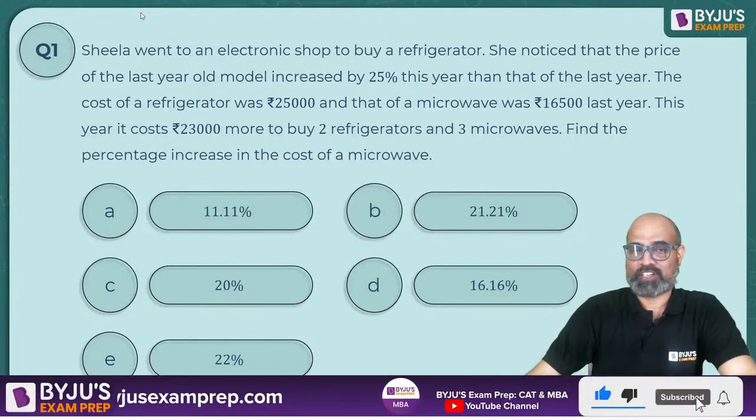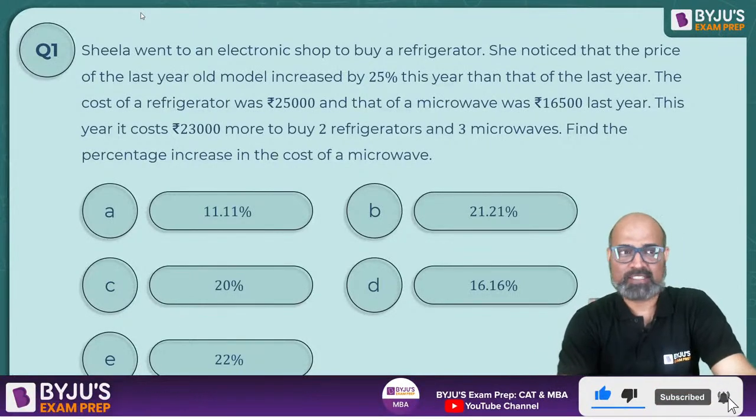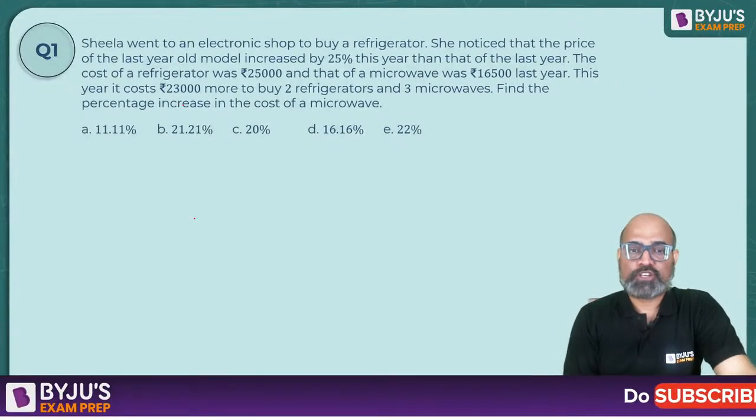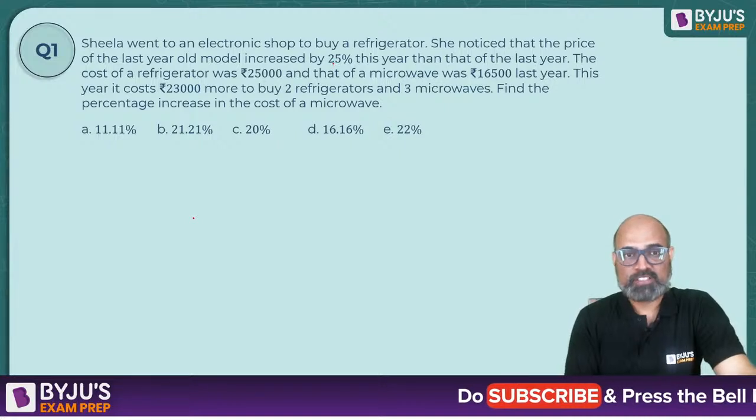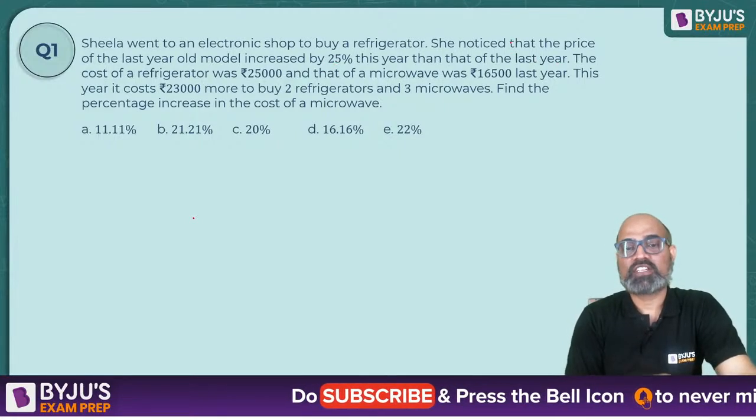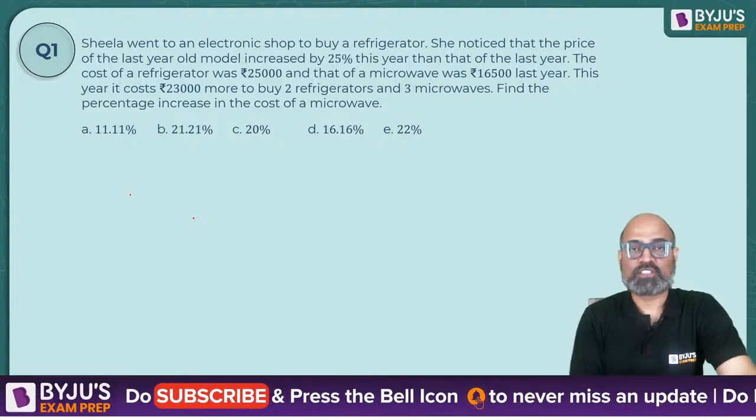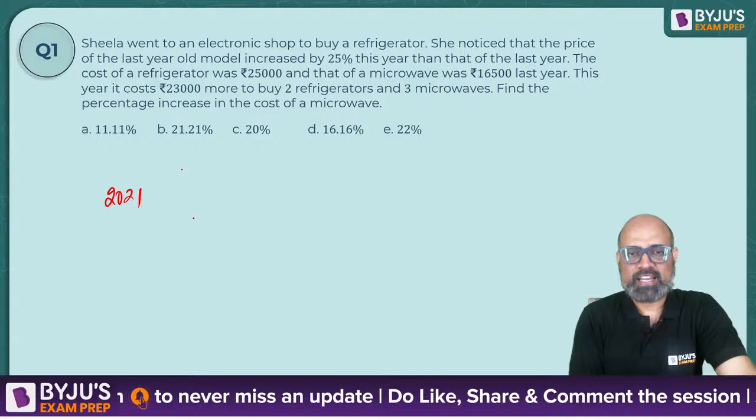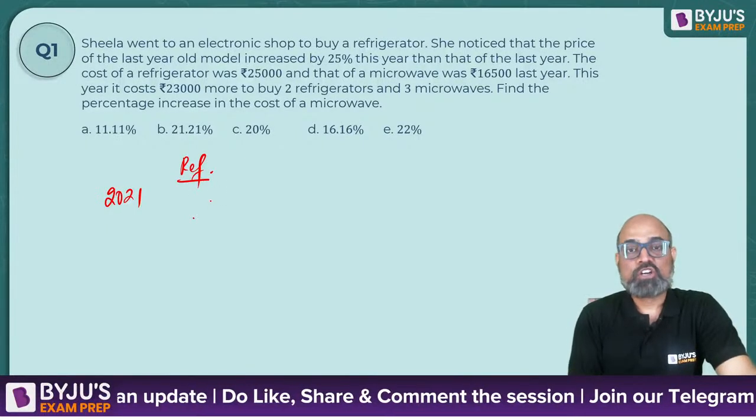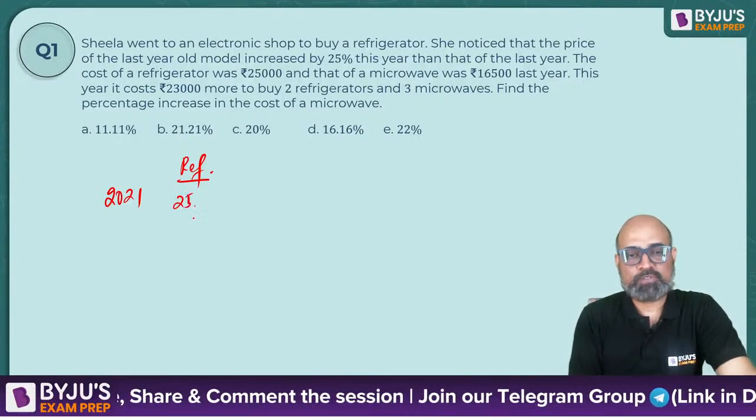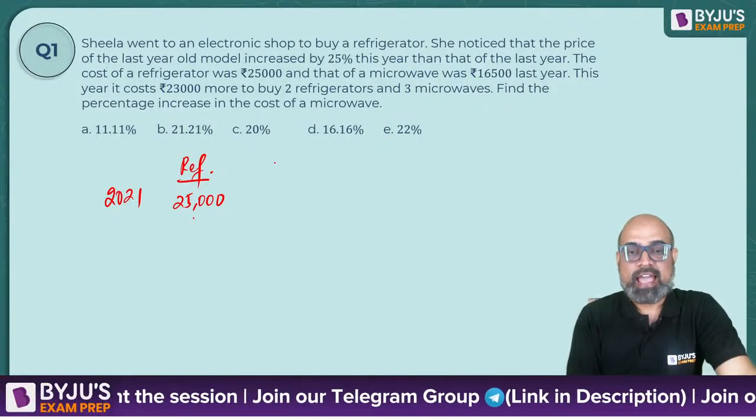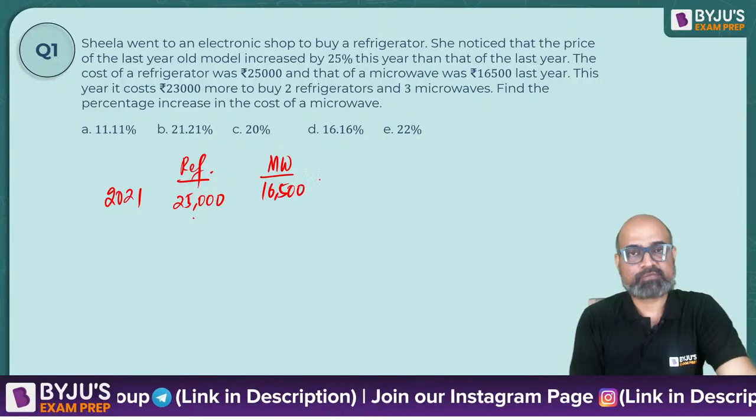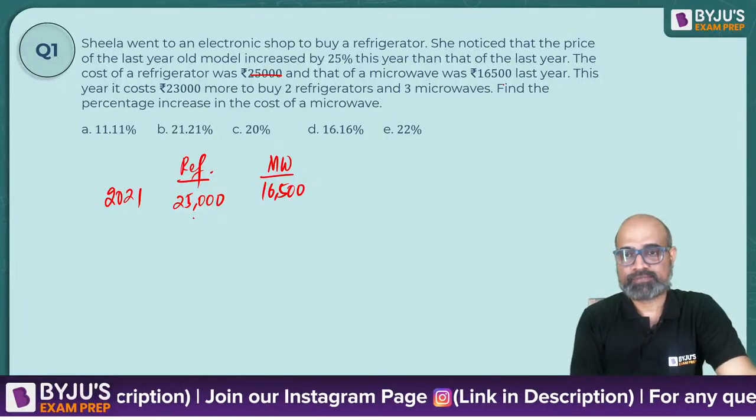We will have to see whether it is option A or not. So let's start. So Sheila went to an electronics shop to buy a refrigerator. She noticed that the price of the last year model increased by 25% this year. Last year, let's take 2021 as last year, right? And we are looking at a refrigerator. So last year, what was the price of the model? It was 25,000. And what was the price of a microwave? It was 16,500, right? It's given right here.